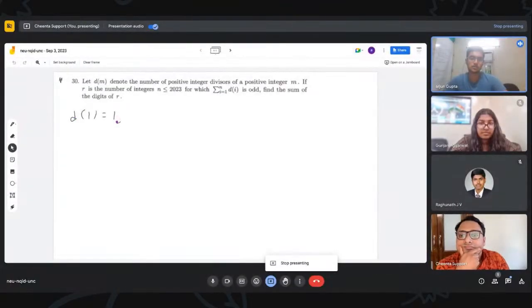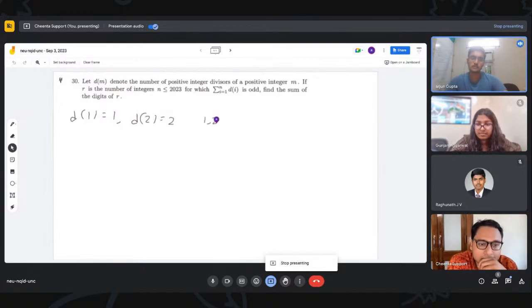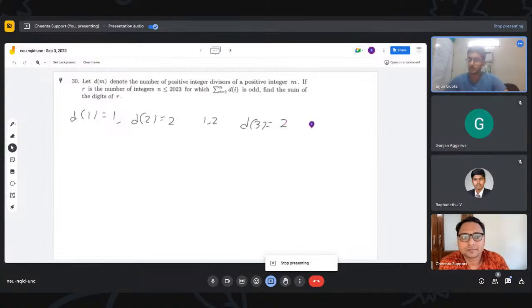D of 2 is 2 because 2 has two factors, which are 1, 2. Then D of 3 is also 2 because 3 has factors 1, 3. And then D of 4 is 3 because its factors are 1, 2, 4. Then D of 5 is 2, and so on.